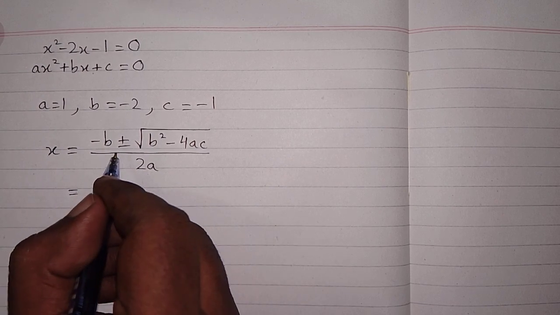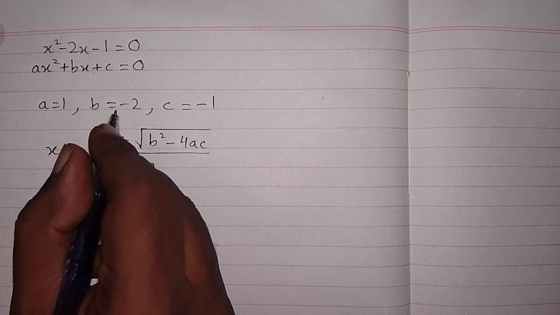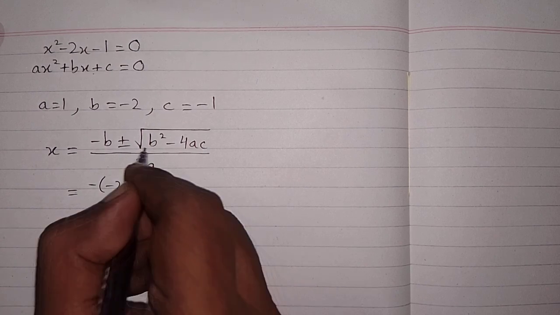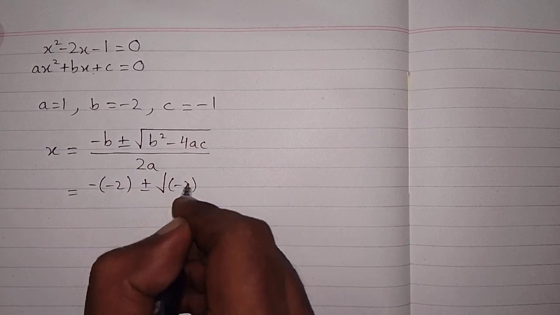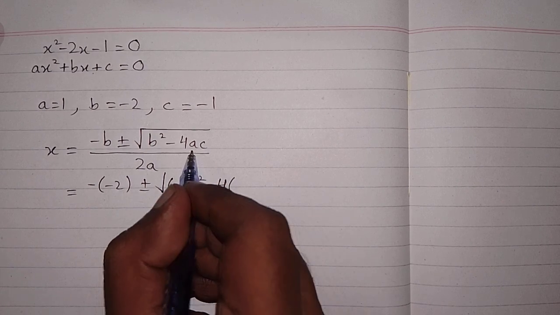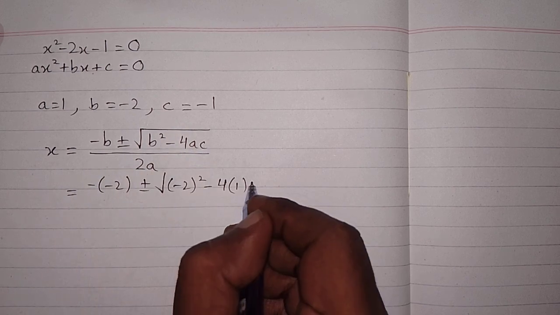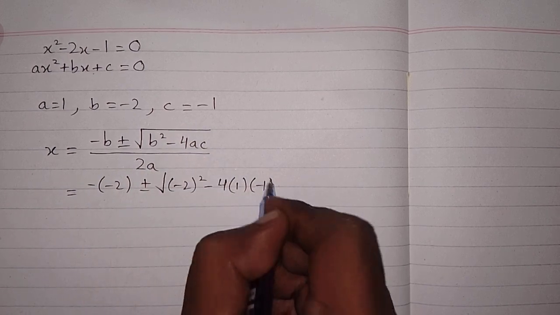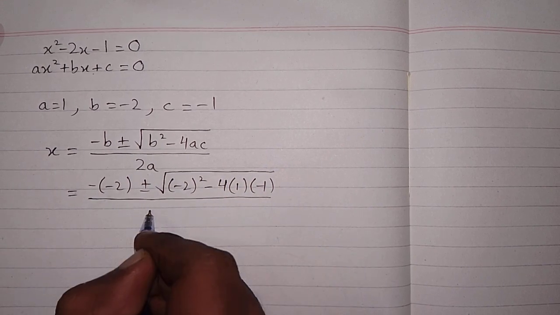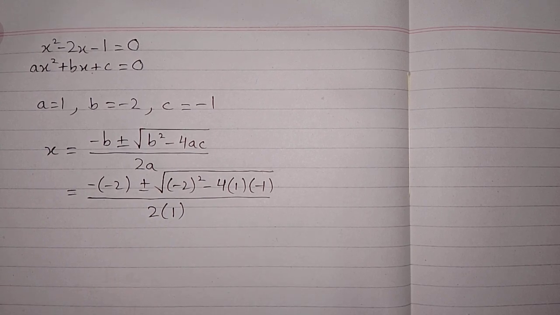Now we can put the values of a, b and c over here. So first we will write minus and then put the value of b, which is minus 2. Then plus minus square root of b square. So we write square of minus 2 minus 4 times a. The value of a is 1, and then the value of c. The value of c is minus 1 upon 2a. Again we put the value 1 over here.